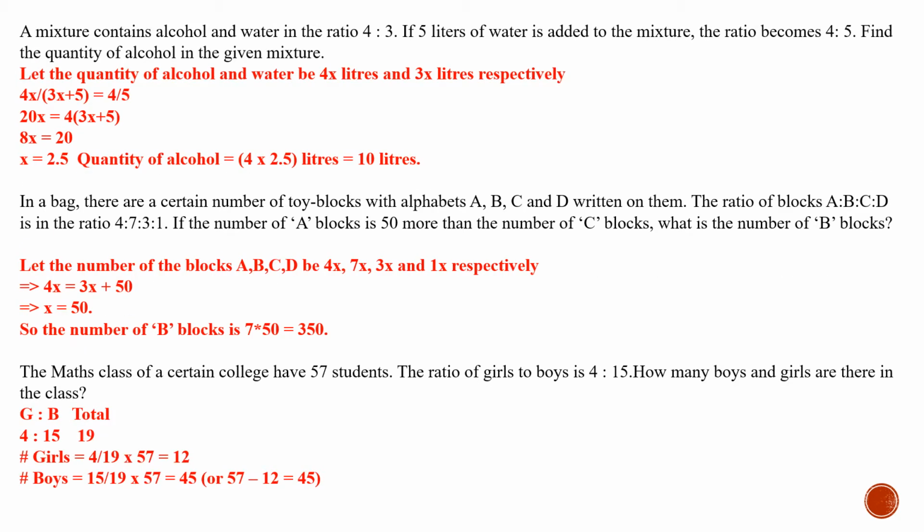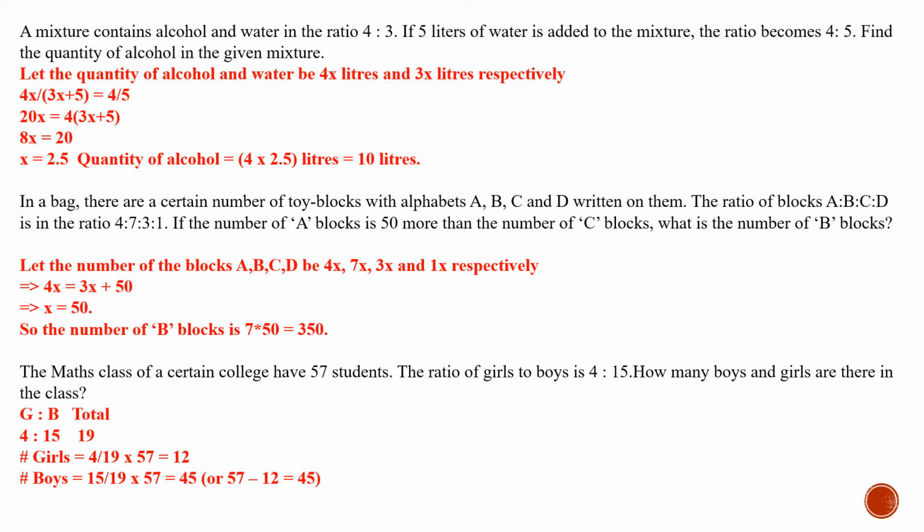A mixture contains alcohol and water in the ratio of 4 to 3. If 5 liters of water is added to the mixture, the ratio becomes 4 to 5. That means the 3 becomes 5. Find the quantity of alcohol in the given mixture. Let the quantity of alcohol and water be 4x liters and 3x liters respectively. What I've done there is basically using algebra to solve it. There are also other ways that you can use to solve it, but it's up to you. I've used algebra in this situation.